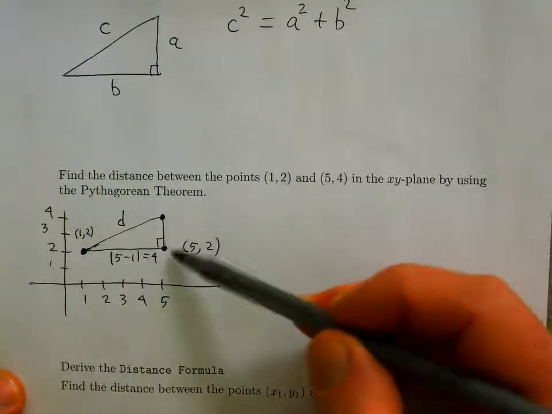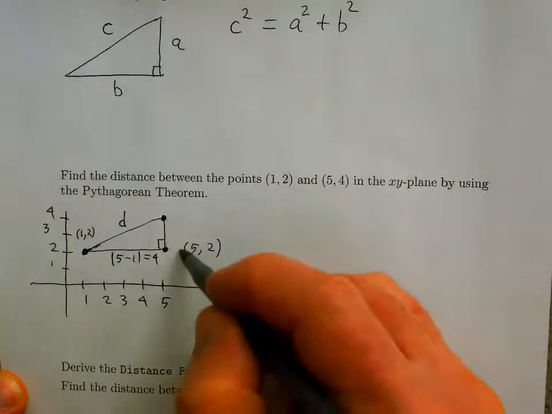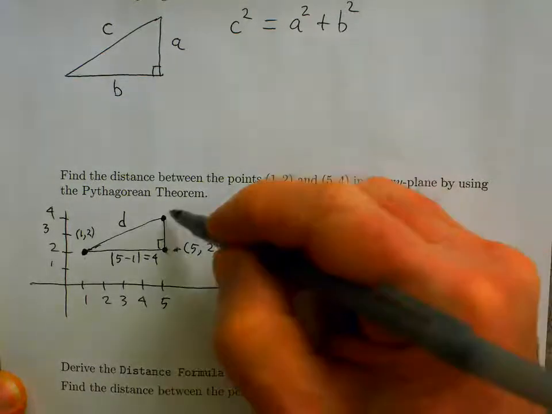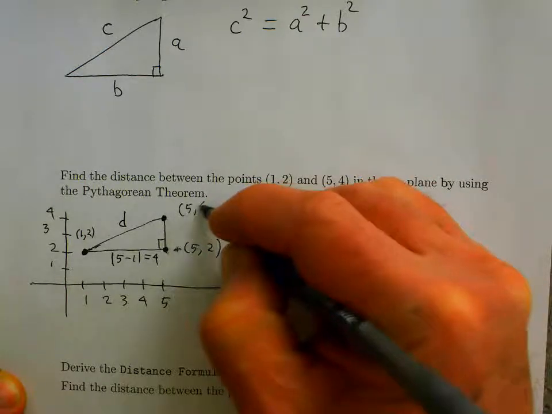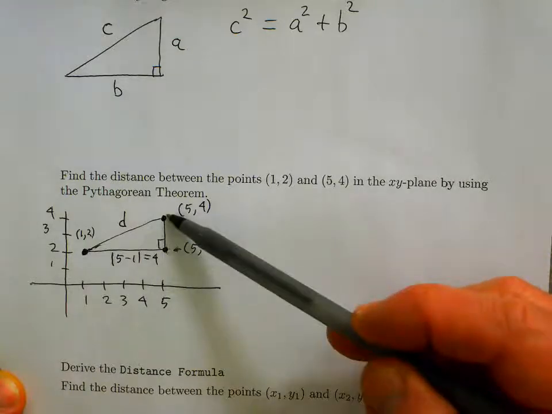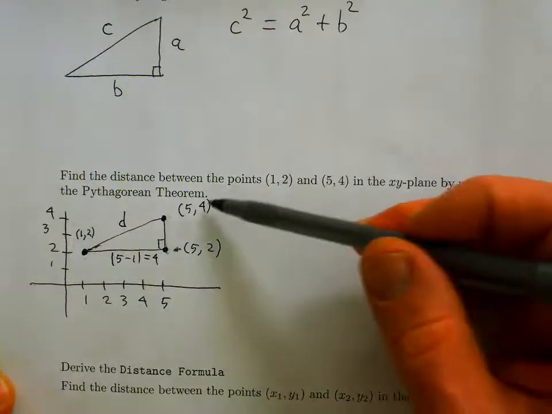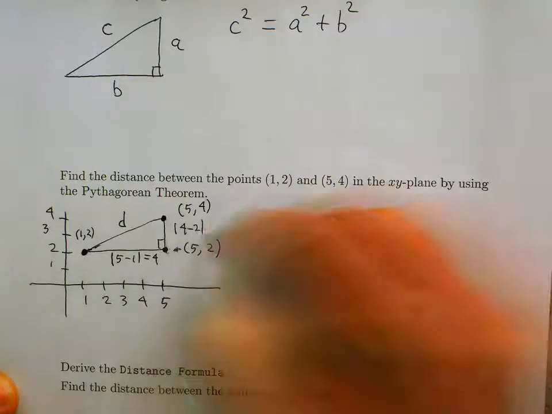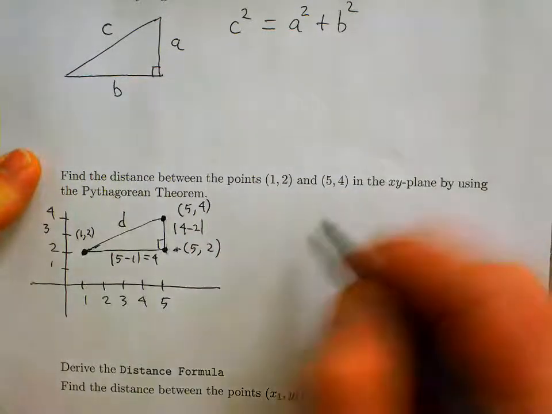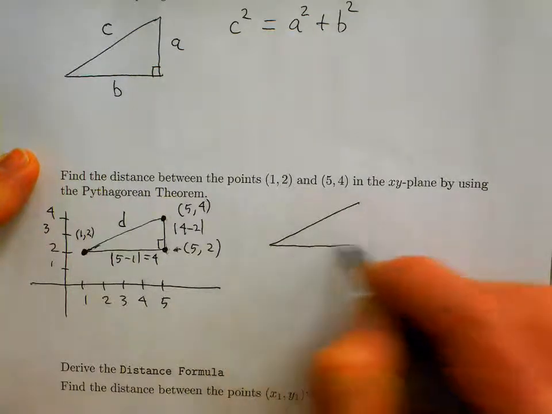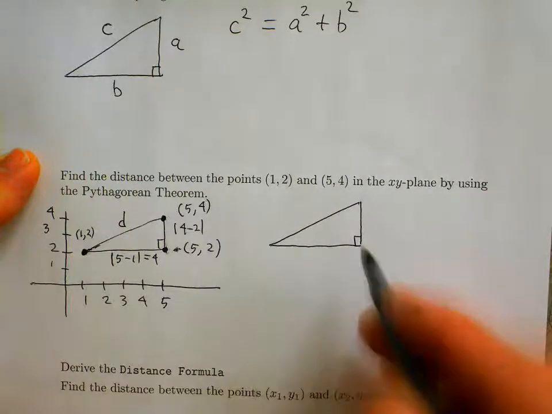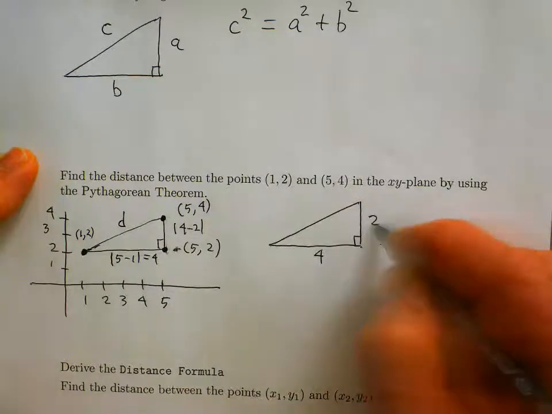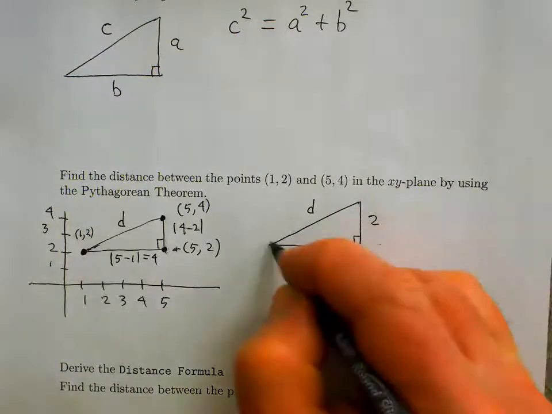And then the length of the vertical side, let's do the same thing. The ordered pair for the vertex of the right angle is 5, 2. The ordered pair for this point is 5, 4. And so the length of the vertical side is the absolute value of the difference between the y coordinates. So we could write the absolute value of 4 minus 2. If we just take out the right triangle, label the horizontal side 4, the length of the horizontal side is 4, the length of the vertical side is 2, and D represents the distance between those 2 points.